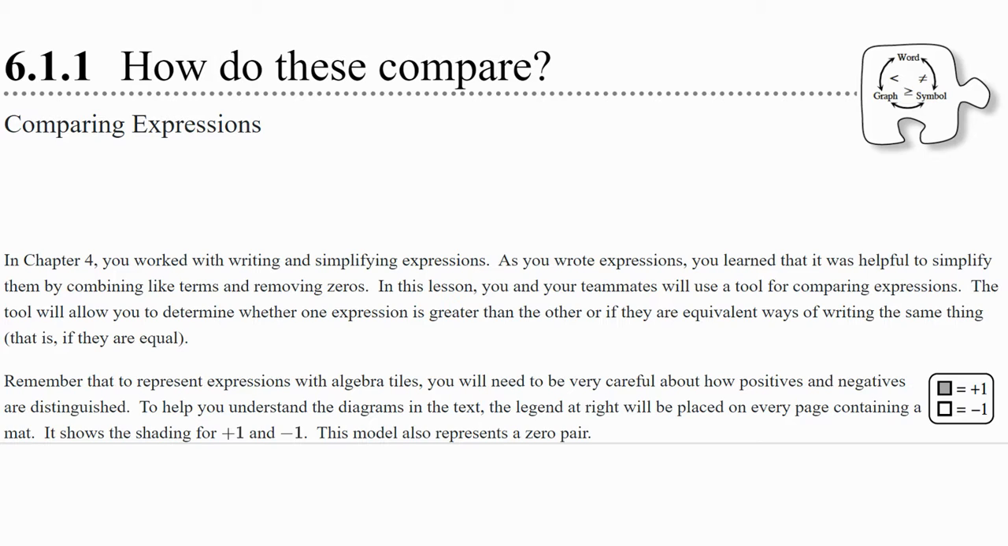Remember that to represent expressions with algebra tiles, you will need to be very careful about how positives and negatives are distinguished. To help you understand the diagrams in the text, the legend at the right will be placed on every page containing a mat. It shows that the shaded tiles are for positive ones and the non-shaded are for negative ones. Also, when you have a positive one and a negative one, that represents a zero pair. That's going to be very valuable as you go through and simplify each of these.